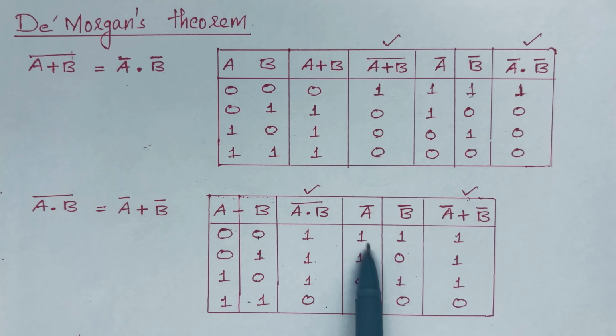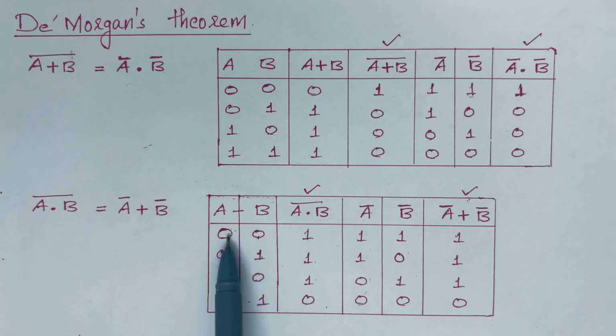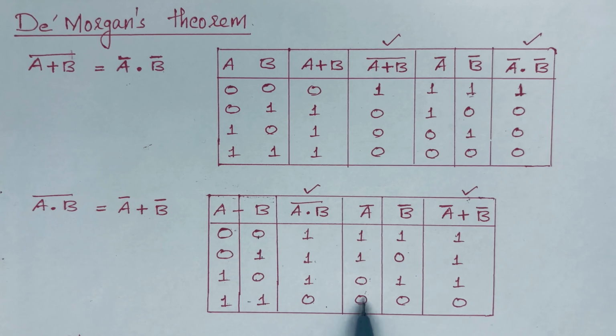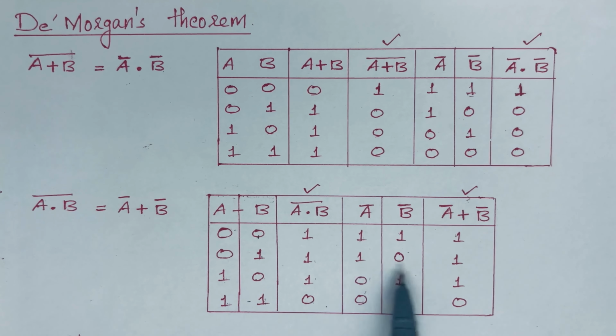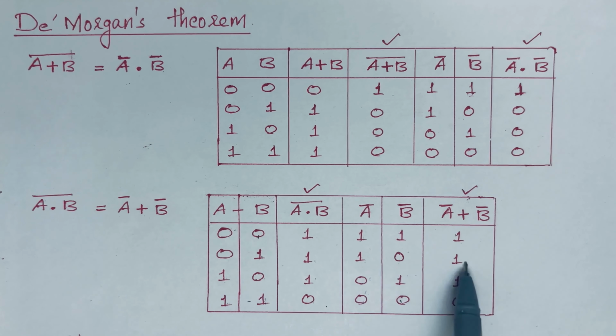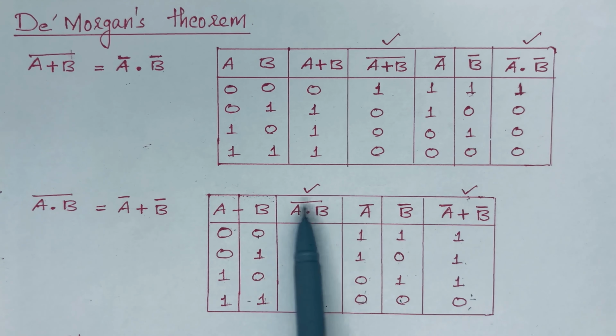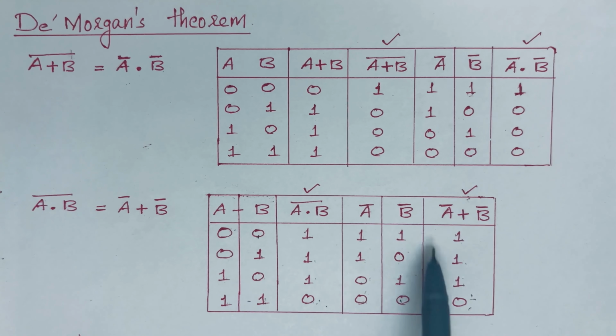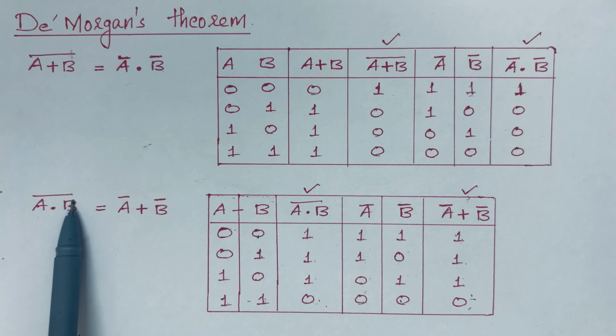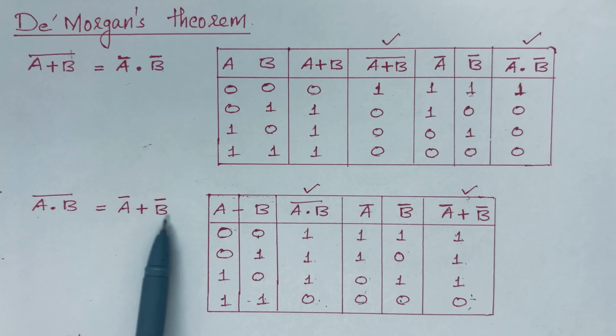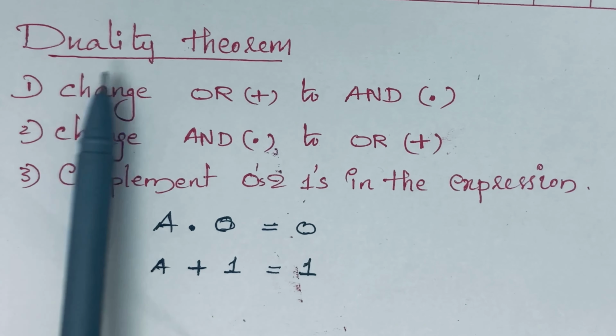Now for the RHS, first we are writing A bar, which is 1, 1, 0, 0. For 0, 0, 1, 1, it is 1, 1, 0, 0. Now the complement of B, it is 0, 1, 0, 1. Complement of this will be 1, 0, 1, 0. Now we are going to add these two. So 1 plus 1, 1, 1 plus 0, 1, 0 plus 1, 1, 0 plus 0, 0. Now you check the LHS with the RHS. It is 1, 1, 1, 0. So here also we are getting 1, 1, 1, 0. So LHS is equal to RHS. So this is the proof for the theorem A dot B the whole complement is equal to A complement plus B complement.